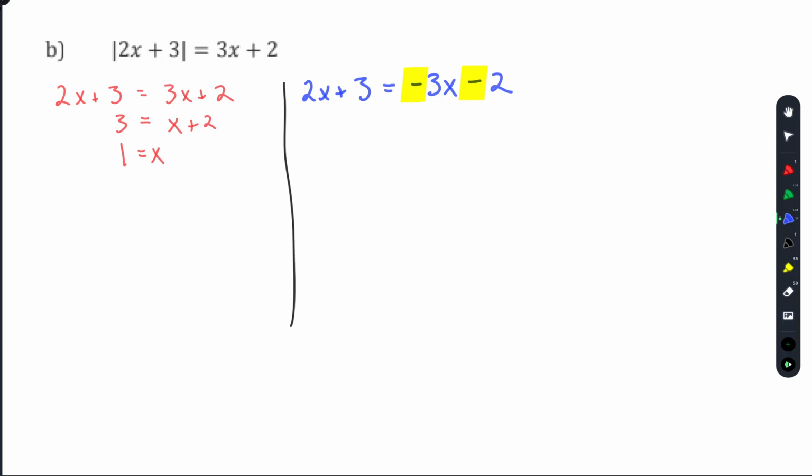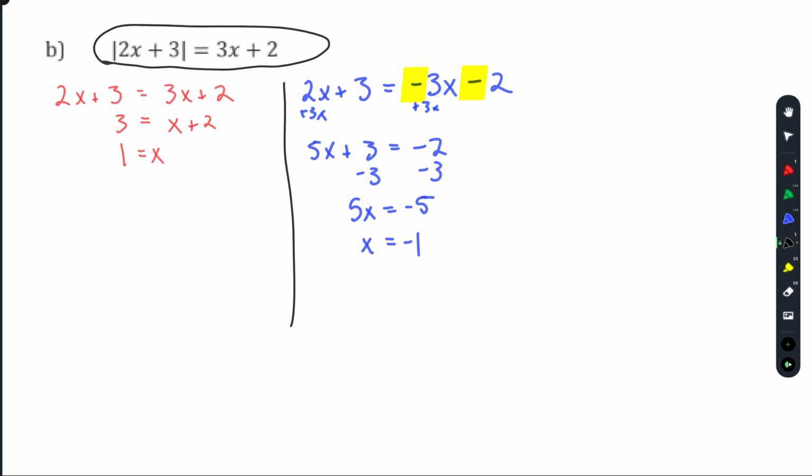And then this one, I'm going to add 3x. So I get 5x plus 3 equals -2. And then I'm going to subtract 3. 5x equals -5. And then we get -1. Okay, so at least they're not fractions, right? Positivity.